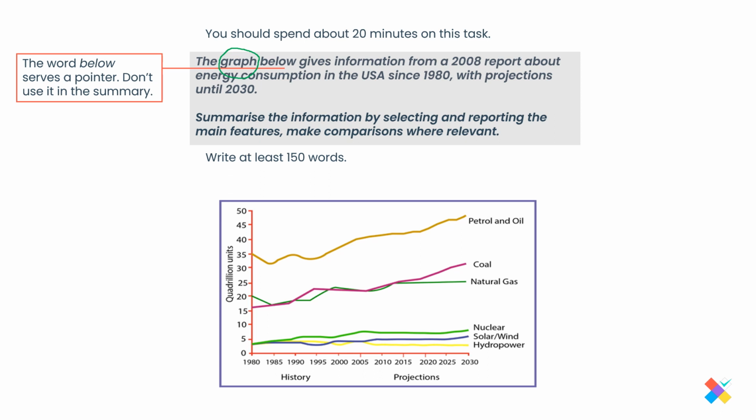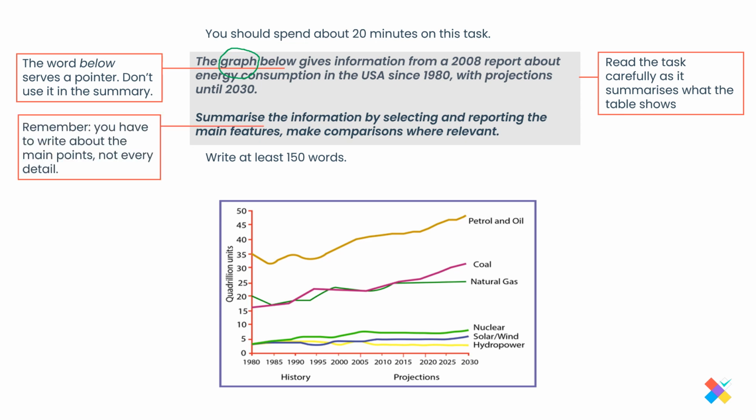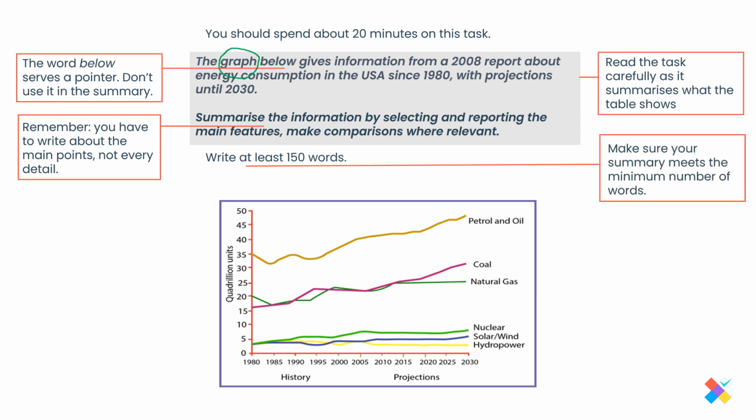So this means that if you carefully read a task, you're going to figure out that there are some projections in the future. Besides that, you have to identify the main features and make comparisons where relevant. You also have to make sure that you write 150 words or more. You can aim for about 160 up until 190 words, and try not to write under the word count.